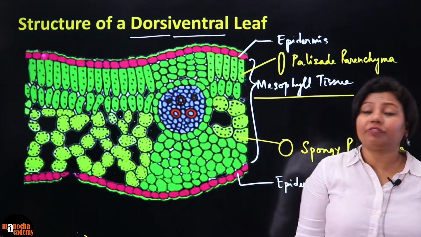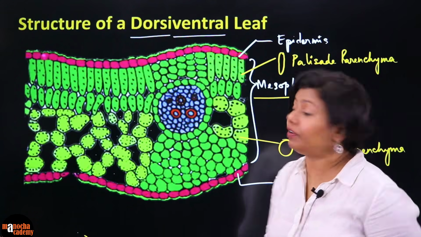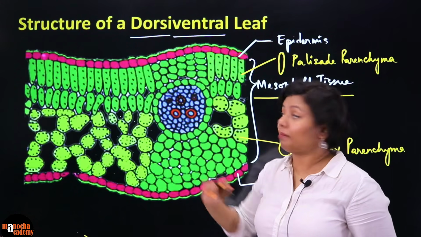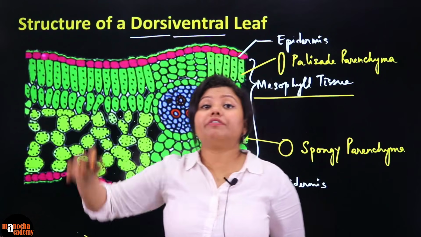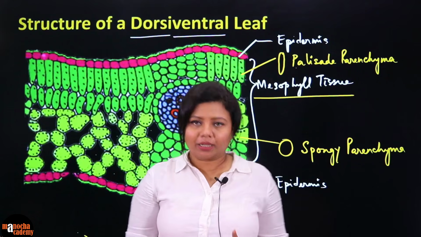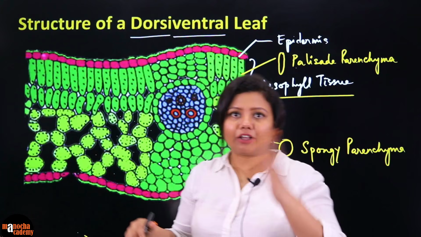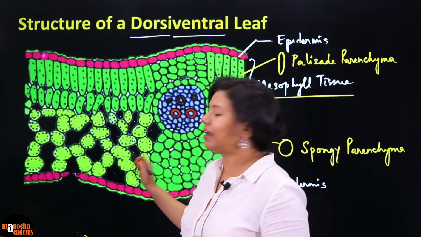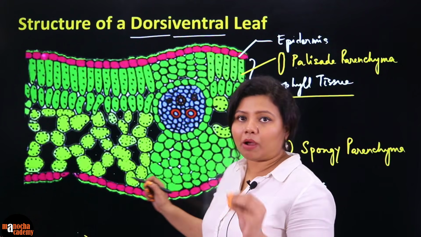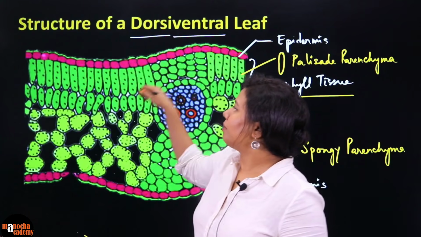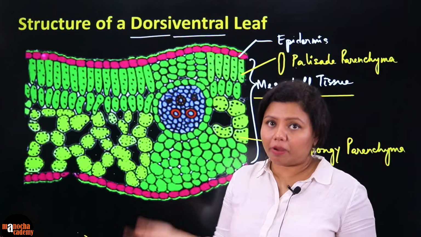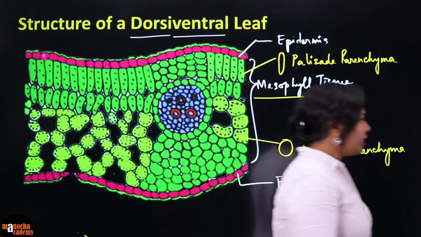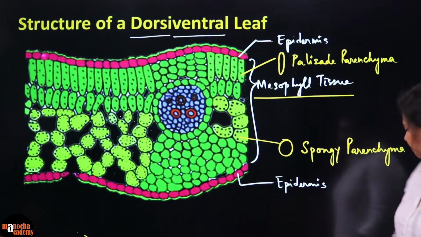So photosynthesis mainly takes place in these two structures, palisade parenchyma and spongy parenchyma, which make up the mesophyll tissue. Both of them are green because they contain chlorophyll. Palisade parenchyma contains more chlorophyll than spongy parenchyma. That is why the upper part of the leaf is more green than the lower part. The lower part of a dicotyledonous leaf like mango is light green because the spongy parenchyma contains less chlorophyll, and the palisade parenchyma on the upper part contains more chlorophyll, so it is darker green in color, right? So this is what mesophyll tissue is.